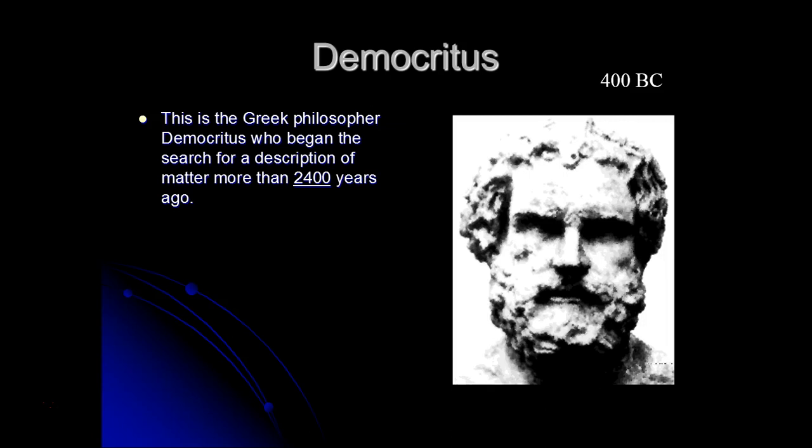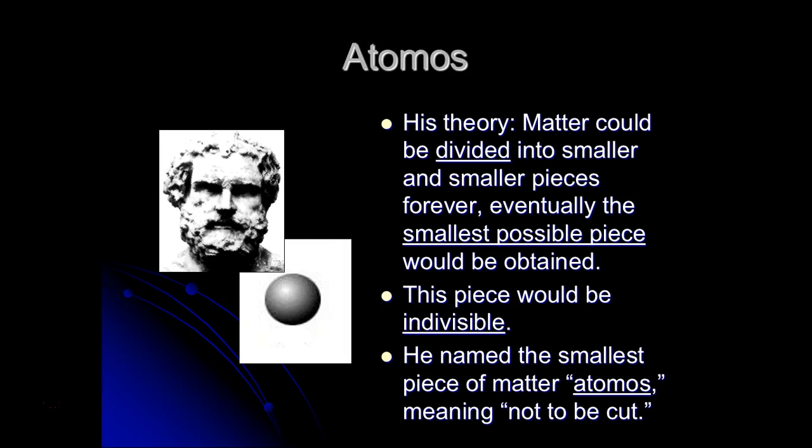Now I'm going to get into talking about the different models. This first one is created by a man named Democritus, a Greek philosopher, a very, very long time ago. He thought that if you kept breaking things down into smaller and smaller pieces, eventually you'd get to the smallest possible piece. He called this atomos, or something that can't be cut anymore. This is where the origin of our word atom comes from.